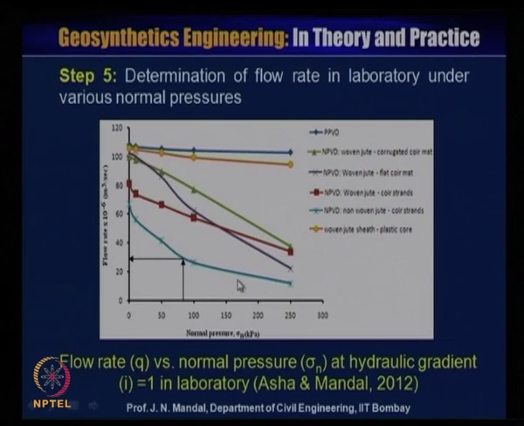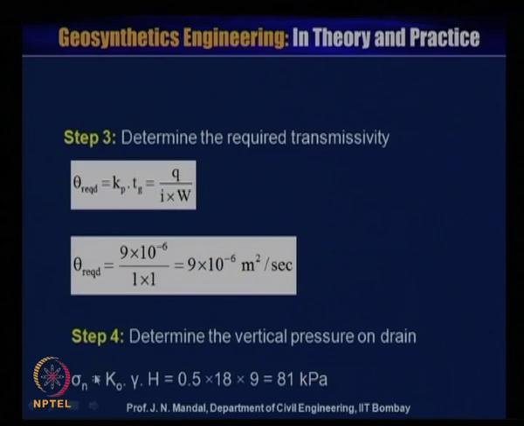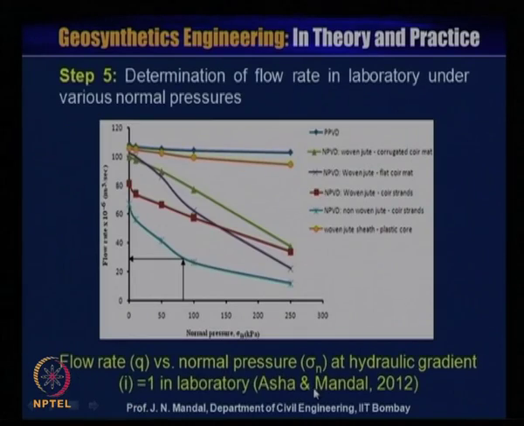Because you have observed that our vertical pressure on the drain is 81 kilopascal, and we are considering this prefabricated vertical drain for use at the back of the wall. So, for this we will calculate what will be the flow rate, since we know the pressure. The pressure is 81, and for this prefabricated drain, what will be the flow rate? We are calculating the flow rate from this curve.